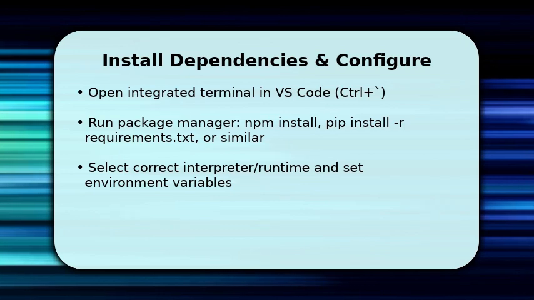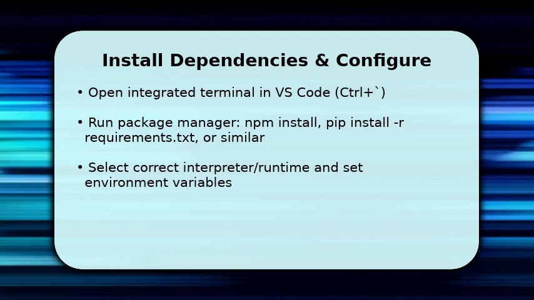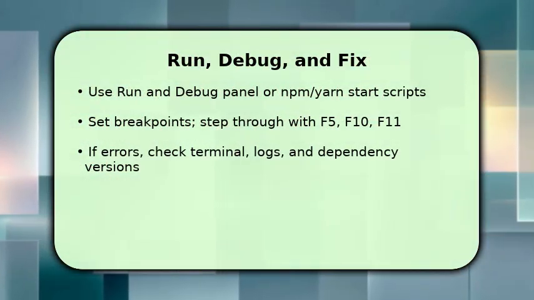Once dependencies finish, select the correct interpreter or runtime in VS Code and configure environment variables or env-file. This step ensures code runs as intended. If there are build tasks or pre-launch setups, configure them in launch.json so debugging and run tasks are automatic. You're ready to run and debug.